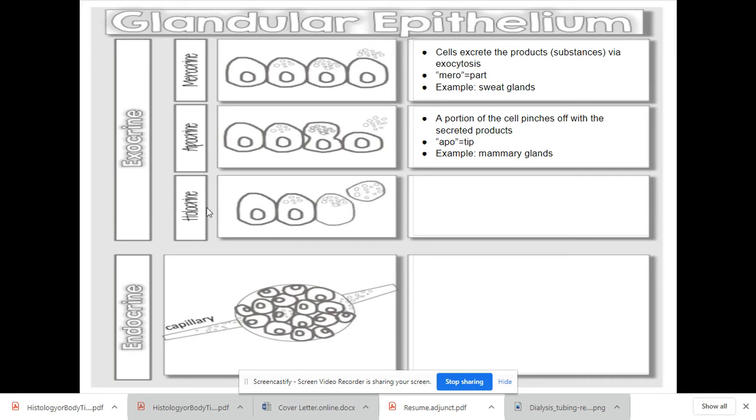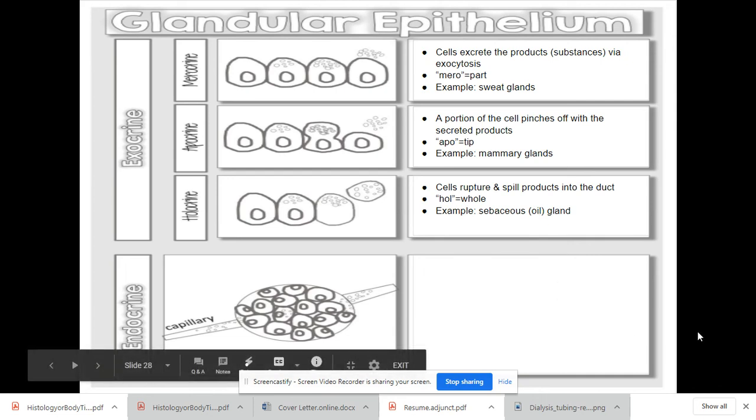The other one is holocrine, and this is where the cells rupture and spill their product into the duct. And that root word "hol" means whole, so the whole cell just ruptures and dumps itself in there. You don't have a piece of it coming off like the apocrine. The whole cell just ruptures and dies. An example of this is a sebaceous or an oil gland. These are the three exocrine glands.